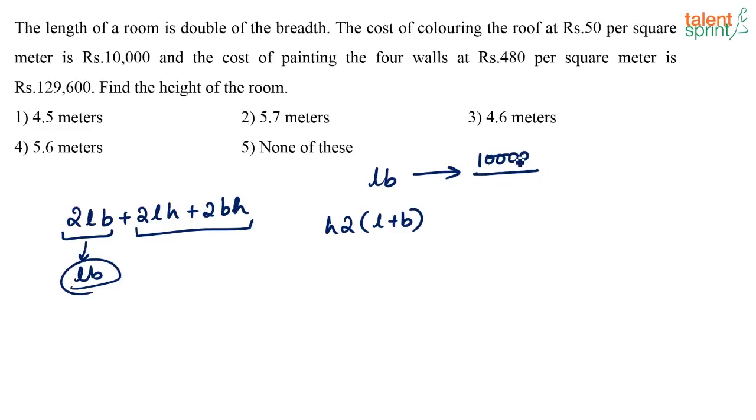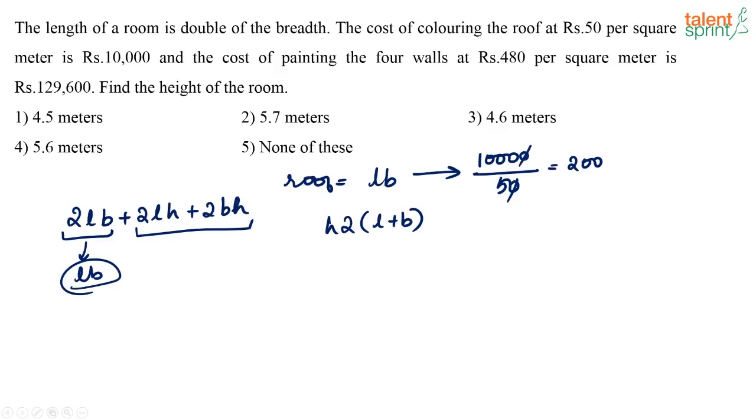See, totally I am paying 10,000 rupees, and the cost per square meter is 50. So 10,000 divided by 50 is equal to how much? 1000 by 5, that is 200. So L into B, that is the area of the roof, right? Area of the roof, L into B, is equal to 200.